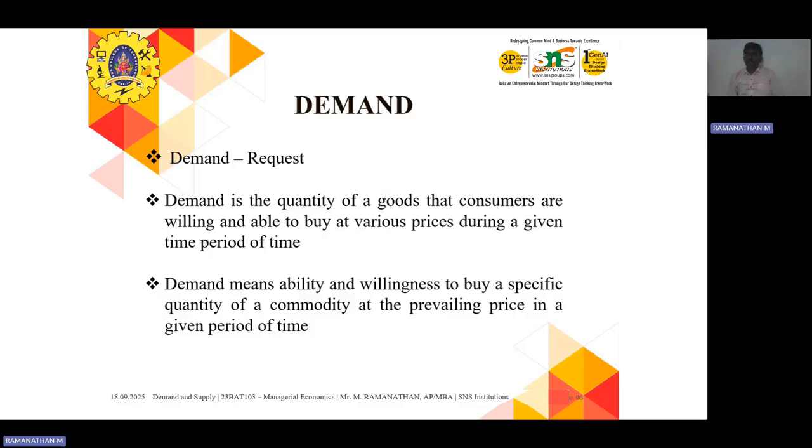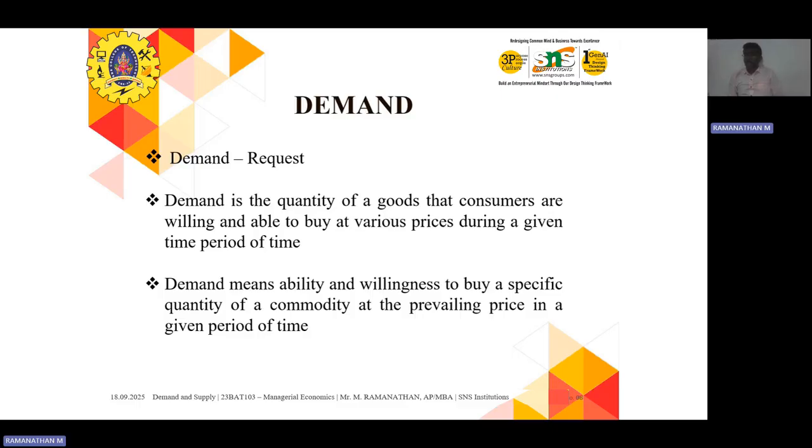Demand is the quantity of goods that consumers are willing or able to buy at various prices during a given time period. Let me give an example for one month. For the entire country of India, take the consumption of certain goods, like cement. Around 5,500 tons of cement is consumed on a monthly basis. Likewise, that is the demand for that particular cement.